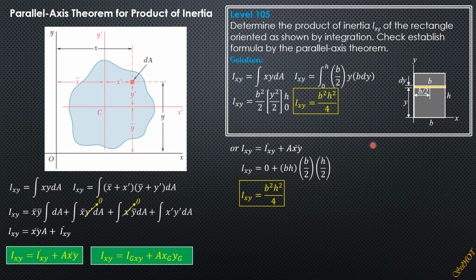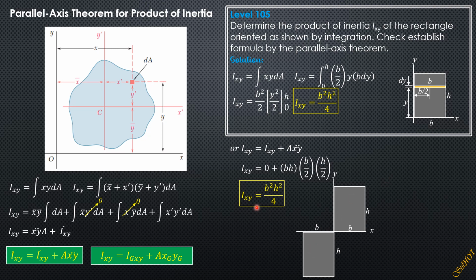So when the rectangular area is oriented in such a manner that the edges are coincident with the x and y axis, or in the third quadrant like this, the product of inertia with respect to the xy axis is the same positive b squared h squared over 4, because in this orientation barred x is negative b over 2 and barred y is negative h over 2, so the product of negatives is positive. The area is the same.